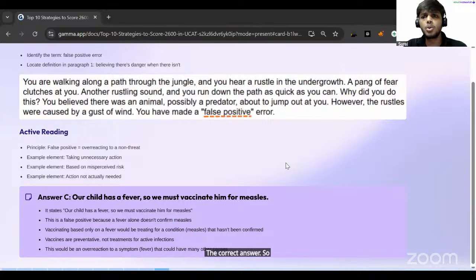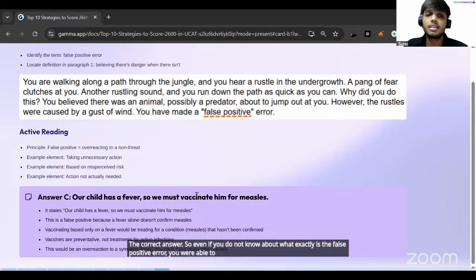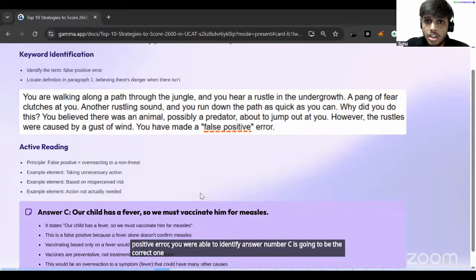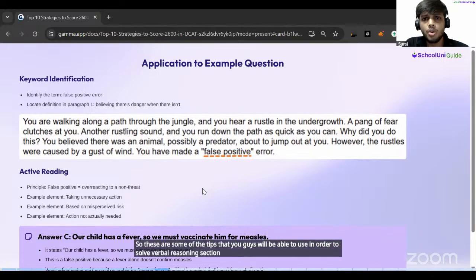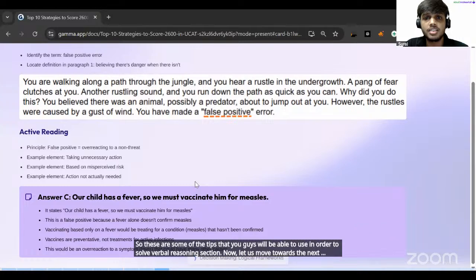So even if you do not know about what exactly is the false positive error, you were able to identify answer number C is going to be the correct one. So these are some of the tips that you guys will be able to use in order to solve the verbal reasoning section. Now let us move towards the next section for today, which is decision making.